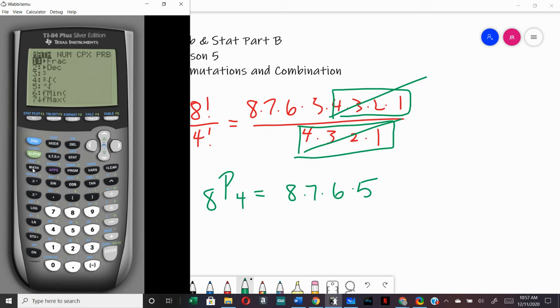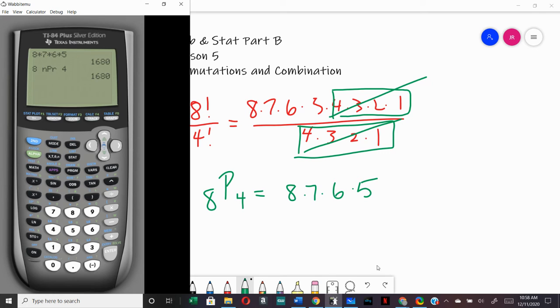We're going to hit the math button. We're going to scroll over till we get to the probability function right there. You notice it's right there, nPr. So we're going to choose option 2. It's going to come up on the screen. We're going to put in how many we're choosing, which is 4. And look at that, same answer. So you can do the work and then verify to make sure you got the right answer using your TI-84.